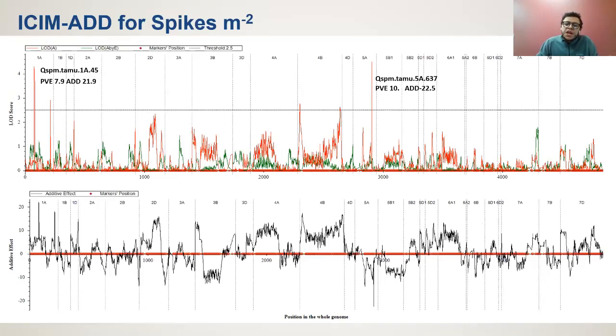For yield component, we have several QTL, but not many QTL for the spike per square meter. The first QTL for spike per square meter is on 1A at 45 megabase pairs. It explained 7.9% phenotypic variation explained value, and the additive effect is pretty high, and the allele comes from TAM113. Another one is on 5A. The LOD score is higher than the previous one.